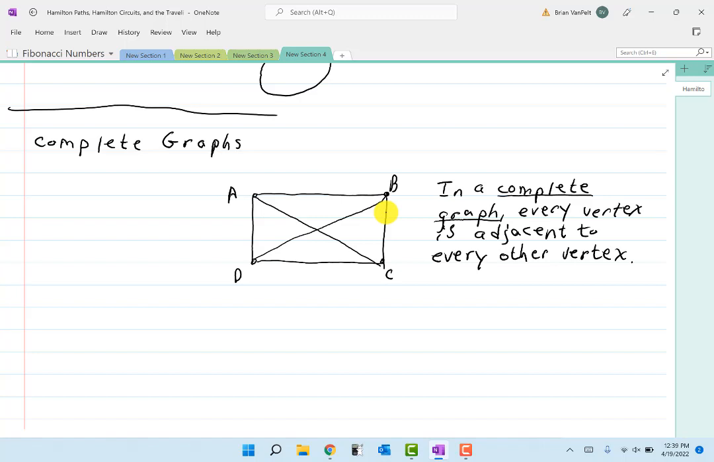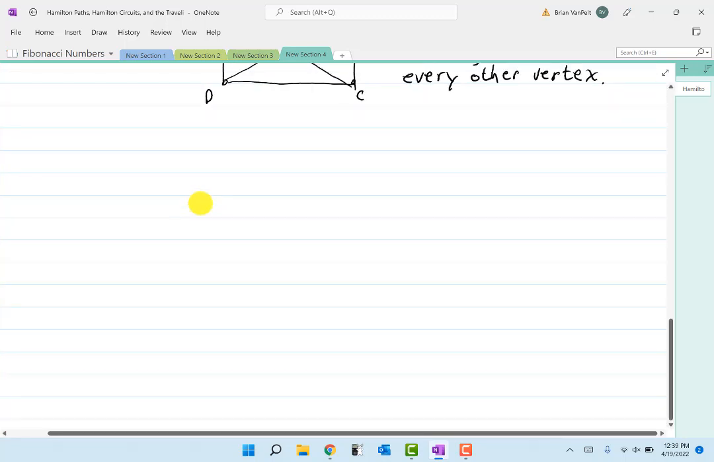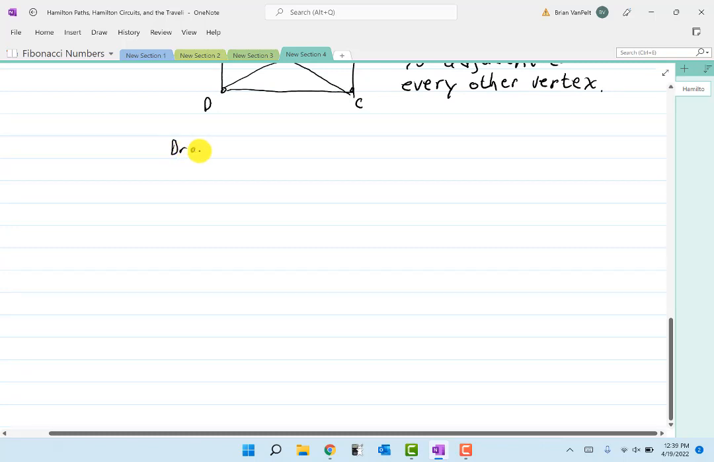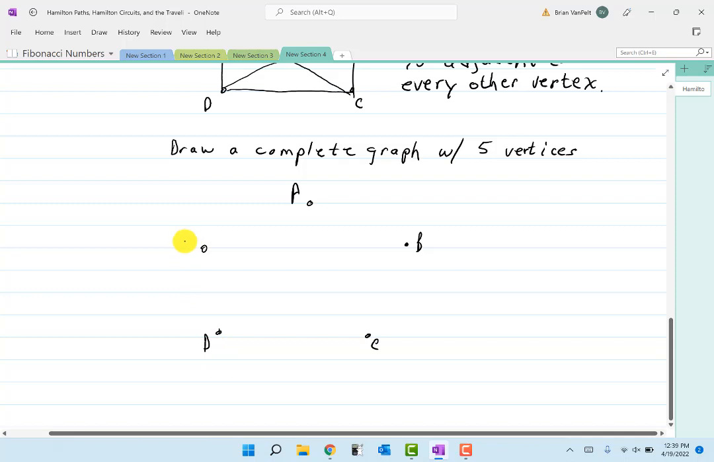Now, if you try to do the same thing for 5 vertices, let's try this. Draw a complete graph with 5 vertices. And a good idea is to generally arrange these in a circular fashion. And let me label these. I go clockwise when I do my labeling, although there's no rules. You can do whatever you want.